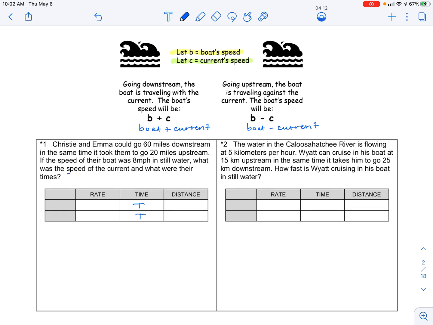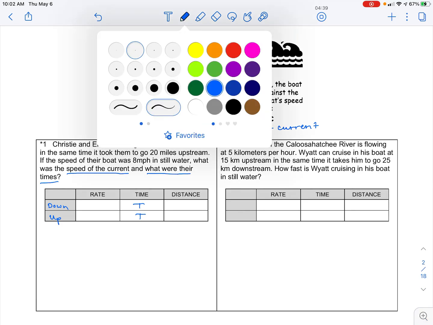What was the speed of the current? This is what we want to find, the speed of the current, and what were their times? Those are the two pieces of information we want to pull out of this. Now we're going to use our formulas from up here. Since we have something to represent both downstream and upstream, we're going to put down here and up here to represent downstream and upstream. So the rate for downstream, remember where we get that, that's up top here. Let me highlight it again.